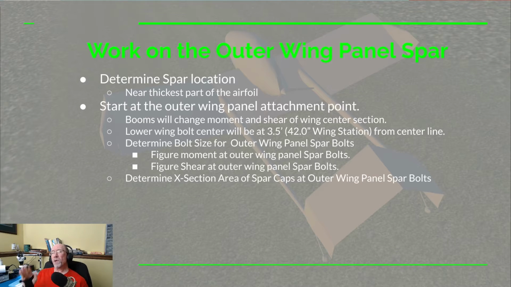And as I said before, we're only going to worry about the attachment point. Now that attachment point is going to be about 3.5 inches from the center line of the wing, at least the lower attachment point. And I chose that for practical reasons. I want this plane to be able to fit into an 8-foot wide trailer when I've taken the outer wing panels off.